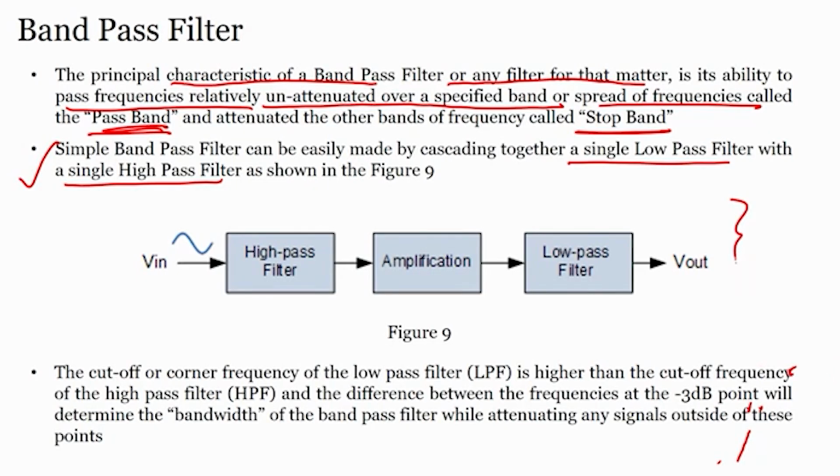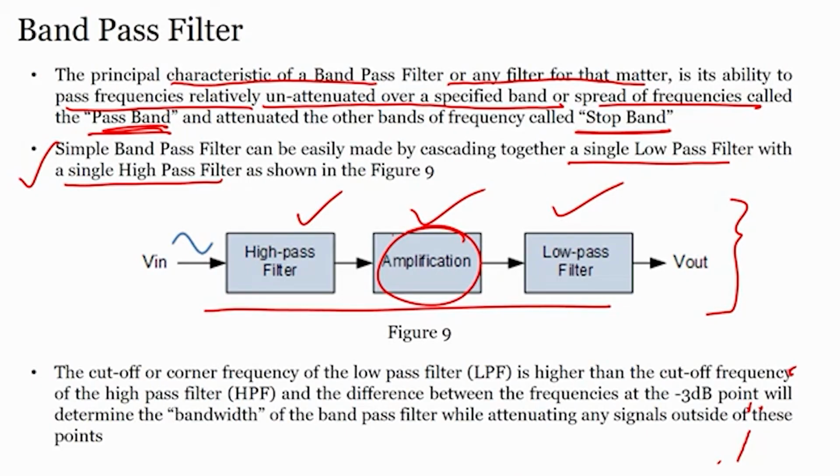Here you can see the circuit, not exactly a circuit, it is a block diagram. You apply an input signal, you have a high pass filter, you have amplification, you have a low pass filter, you have the output. When you connect the blocks like this, you get an active band pass filter. Why an active band pass filter? Because there is amplification involved. So what we understand is that when we want to design a band pass filter, we can cascade a high pass filter with a low pass filter.